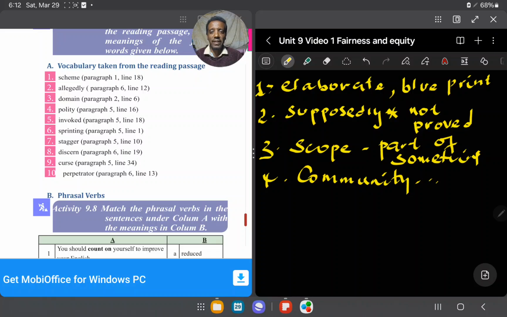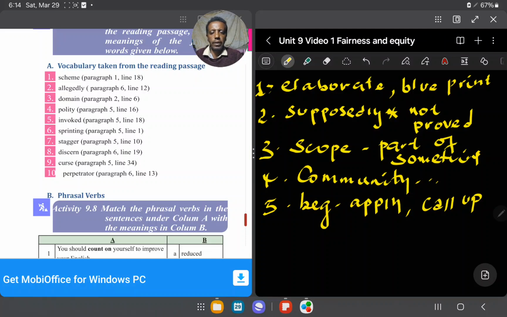So you can substitute in daily communication or writing. Another one is number 5 of your textbook. Invoked, number 5. It says invoke. What does invoked mean according to the context? So invoke means beg or apply to do something, or call up, according to the context.